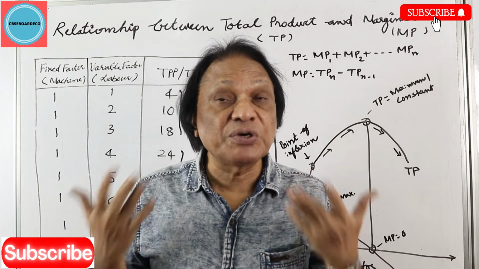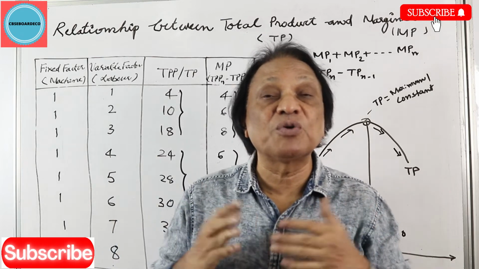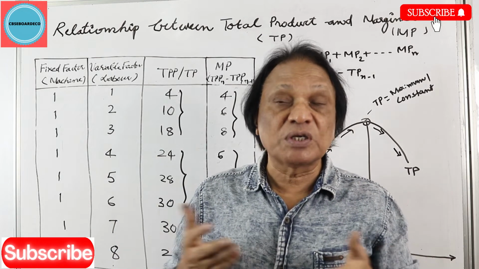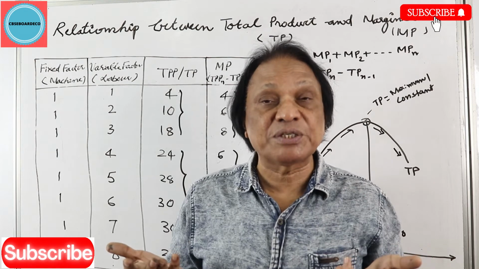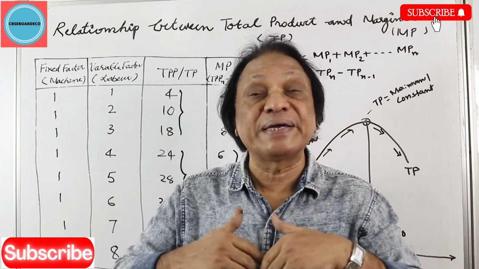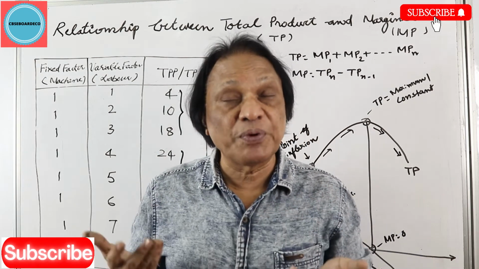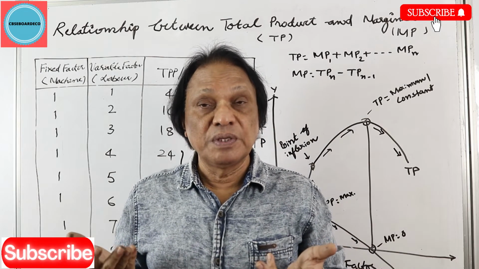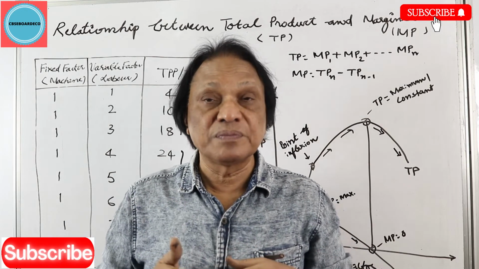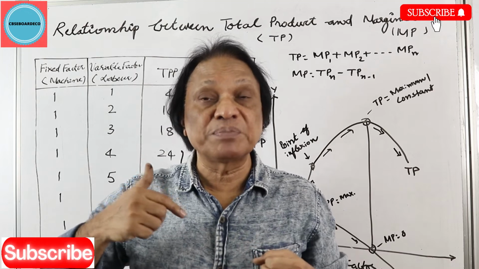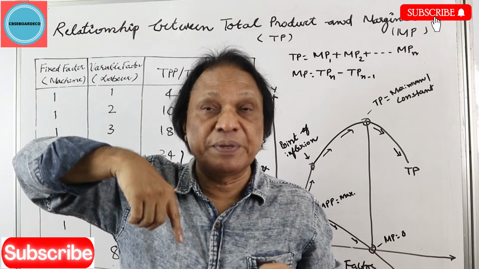When MPP is 0, when the last laborer is giving you nothing absolutely, the total product will be constant and maximum. When MPP is negative, the total product will decline. Or you can get it from TPP to MPP.